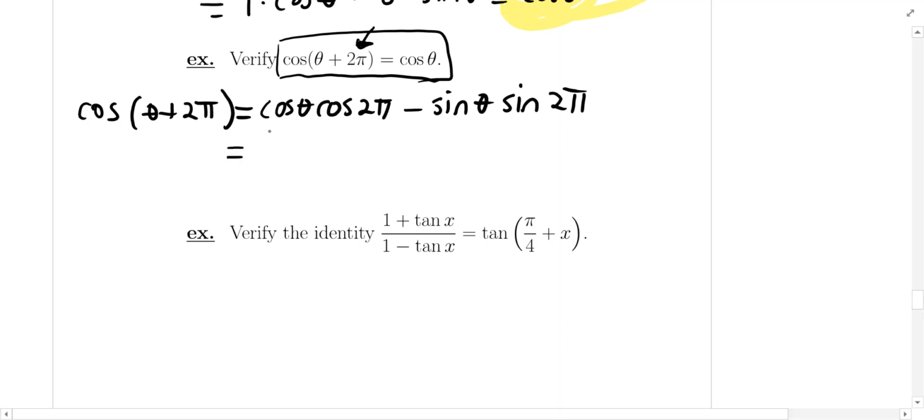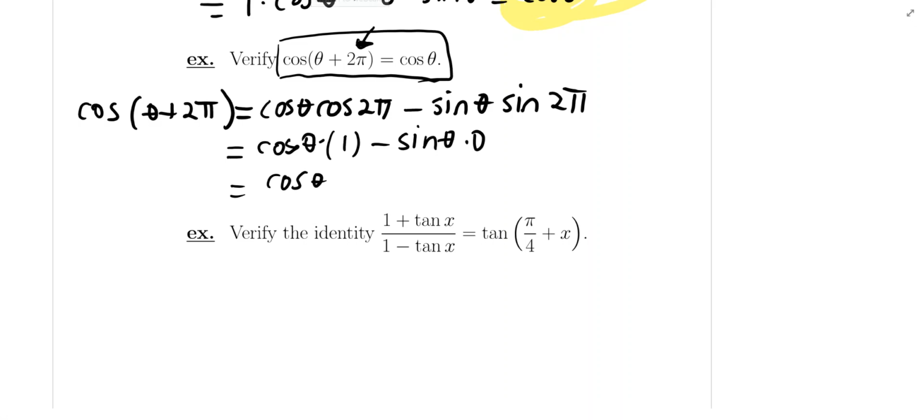Okay, so just filling in the cosine of 2 pi and sine of 2 pi. So this gives me cosine of theta, and cosine of 2 pi is 1, minus sine of theta, and sine of 2 pi is 0. So then the answer is just cosine of theta, because this one goes away. So again, we have shown that this equals that more elaborately using these formulas.